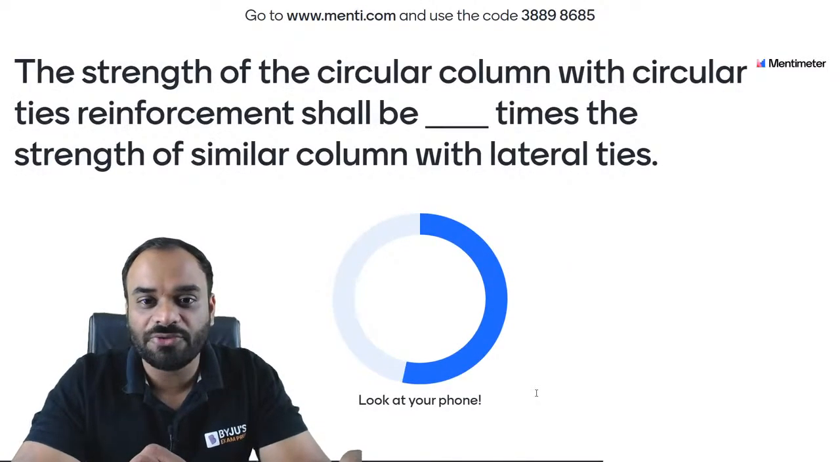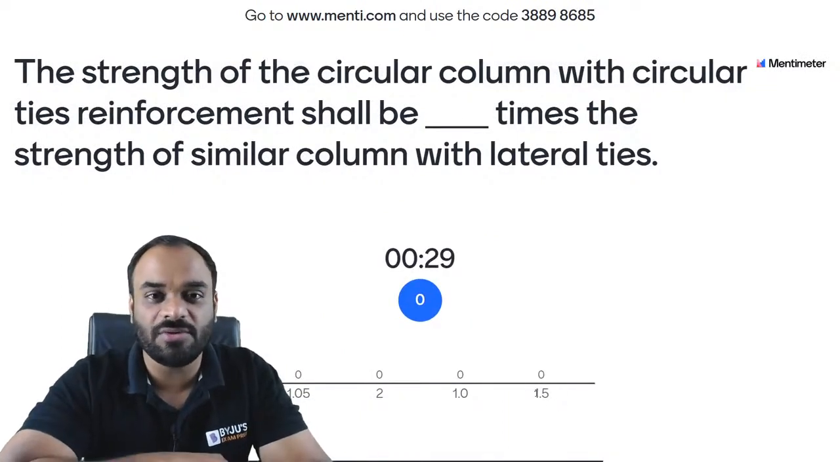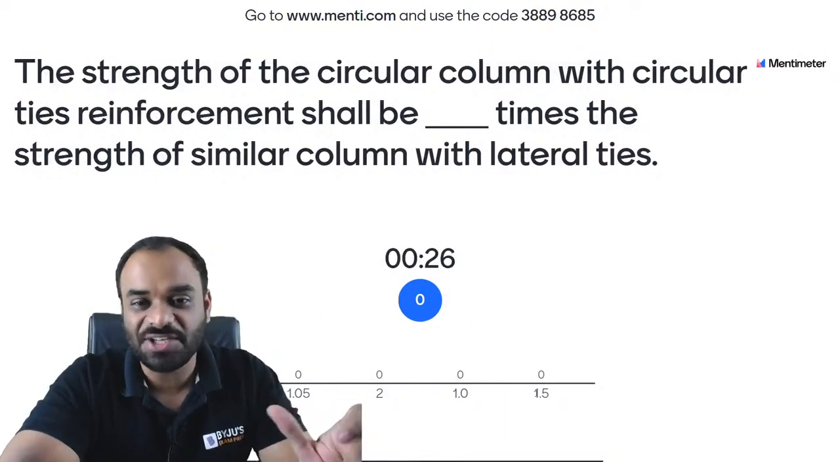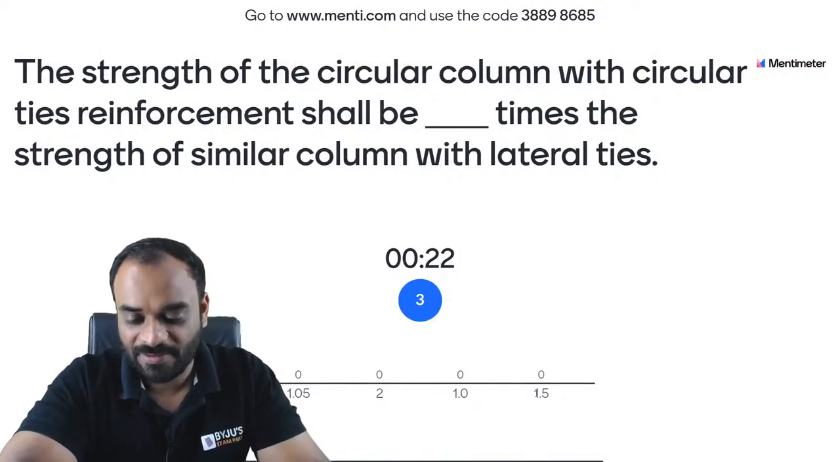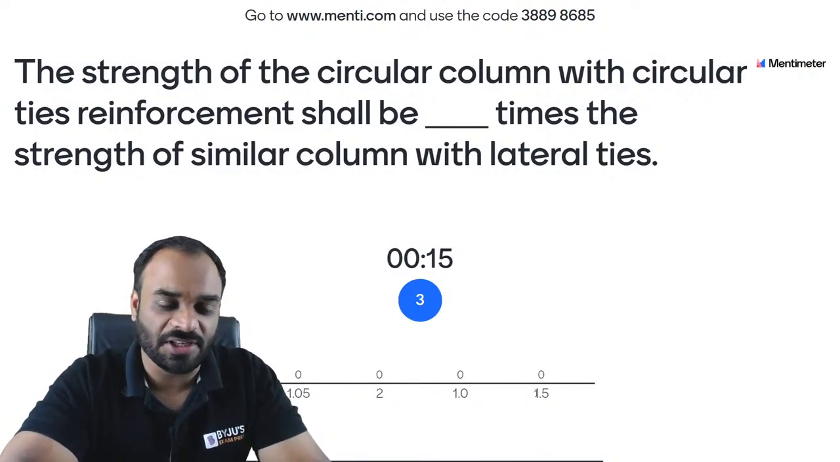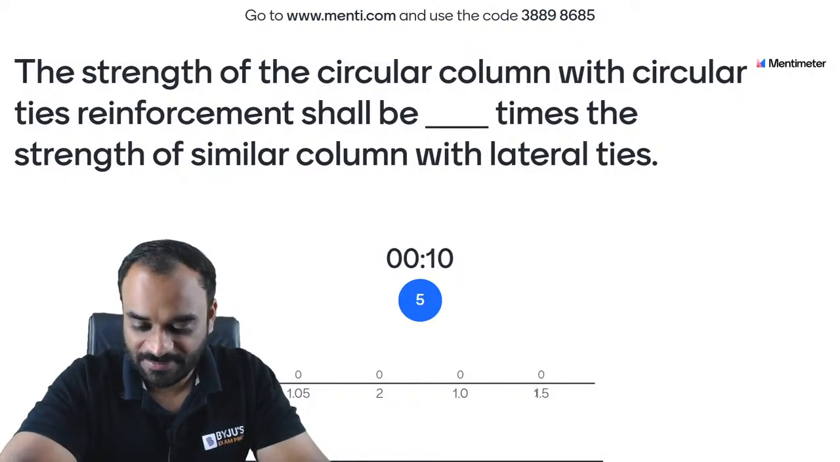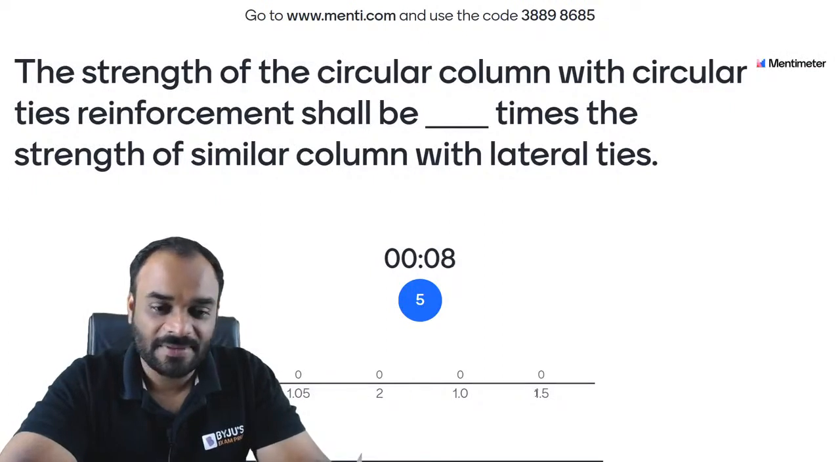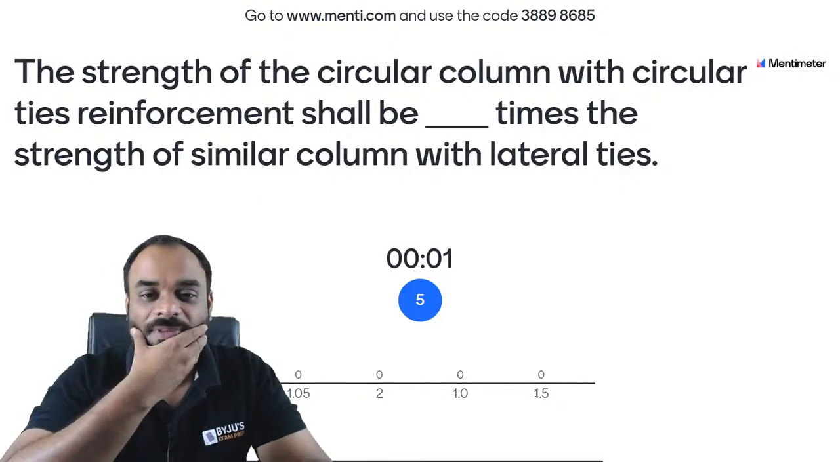The strength of circular column with circular tie reinforcement shall be dash times the strength of similar column with lateral ties. ये ट्रैप है भाई, है ना? देखते हैं कितने अच्छे से आंसर देते हैं. बहुत इजी क्वेश्चन है, बहुत कॉमन क्वेश्चन है. The strength of circular column with circular tie reinforcement shall be dash.